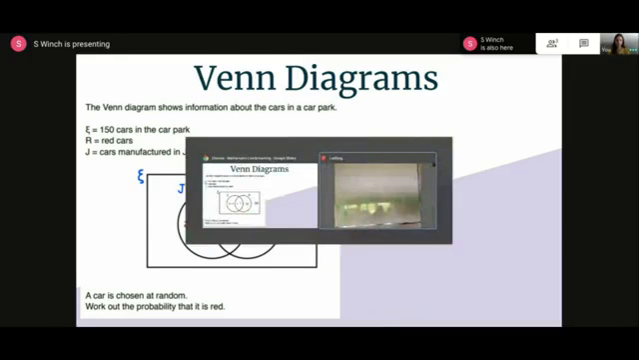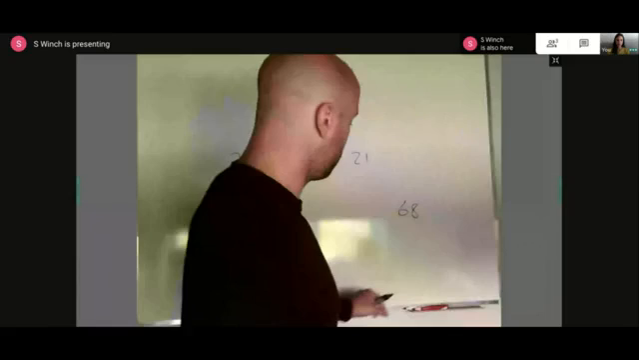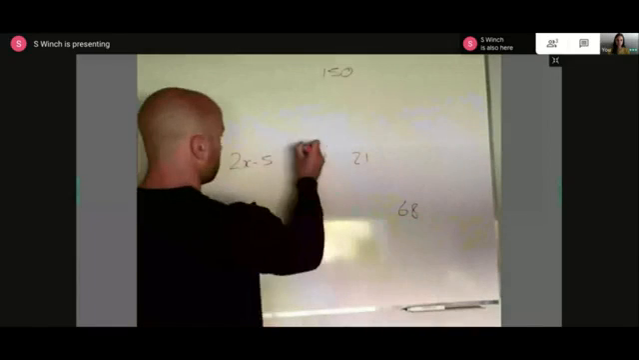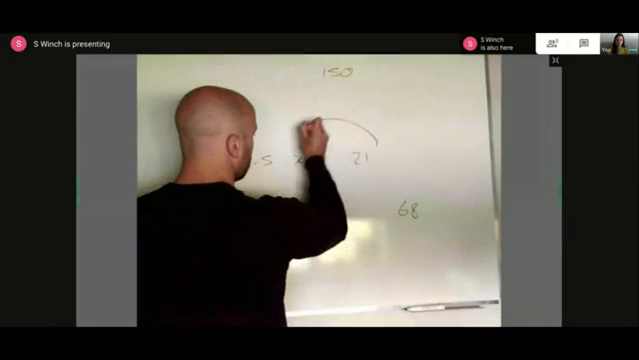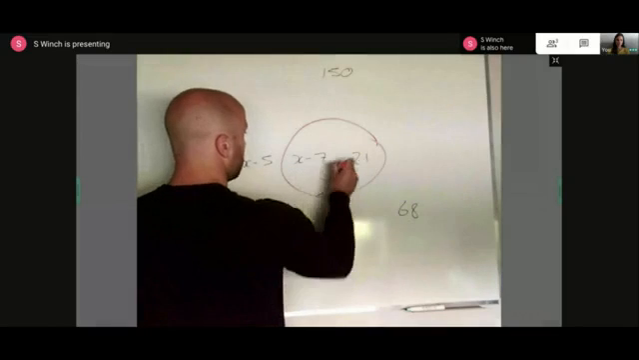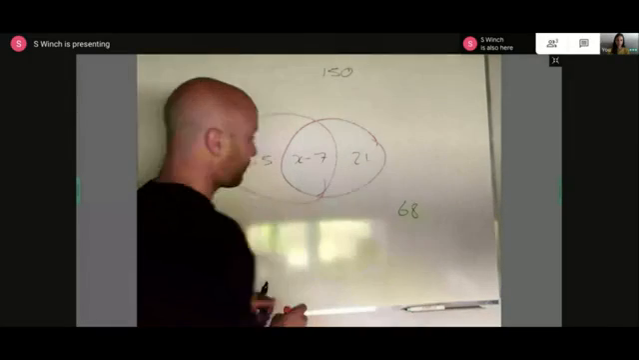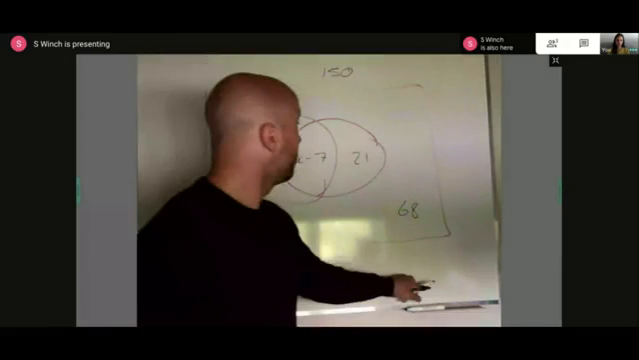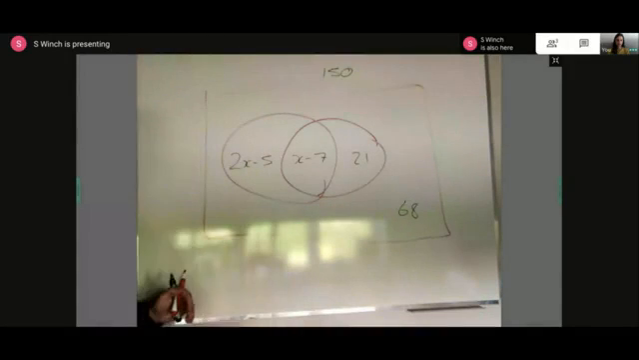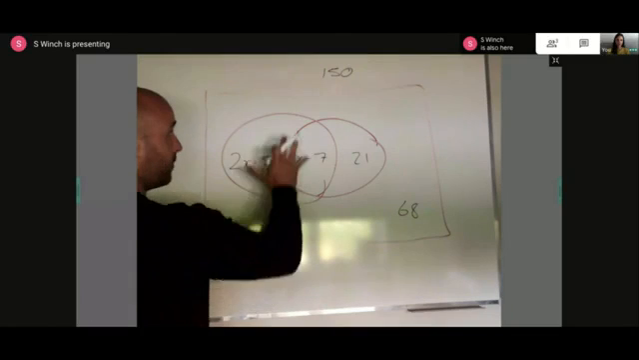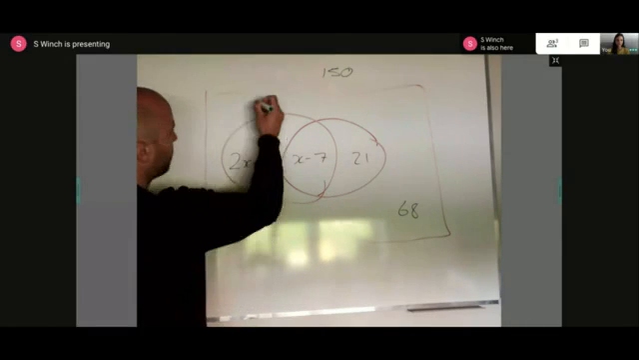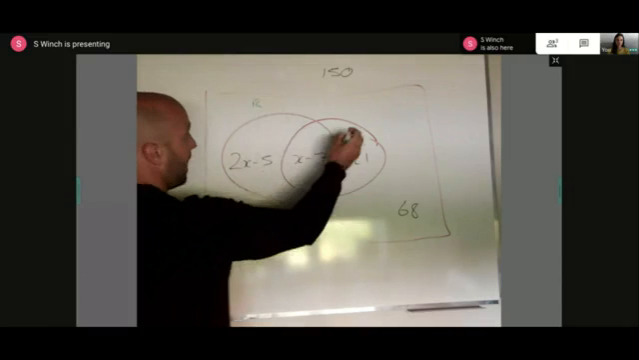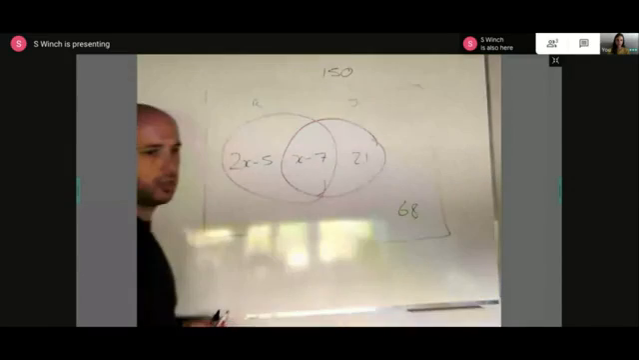So if I share my screen again, we've got 150 cars all together. If I was just to break that circle up, we've got that information and that information, and of course the whole rectangle gives us that. So first of all, if we know there's 150 cars all together, what is the value of X? That will allow us then to work out how many red cars and then how many are made in Japan.